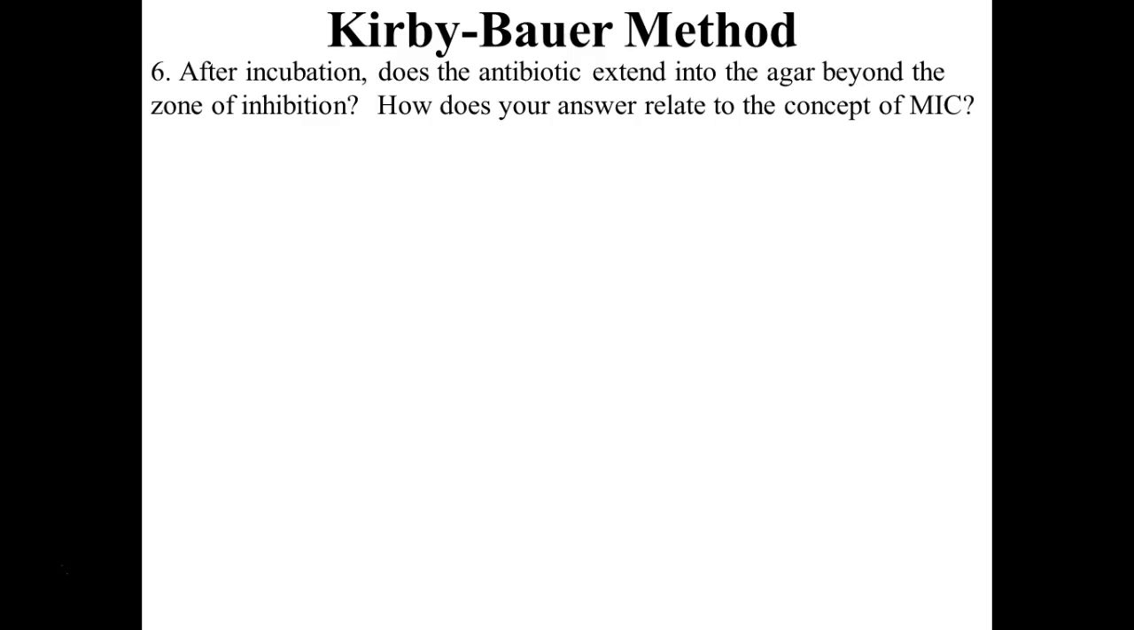So after incubation, does the antibiotic extend into the agar beyond the zone of inhibition? Do you think the antibiotic keeps spreading out? Yeah. But why don't you see bigger zones? What happens to the concentration of the antibiotic as it spreads out? It's weaker, right? Where you see that stop, that edge, is your minimum inhibitory concentration, the minimum amount of the antibiotic where you're still killing the bacteria.